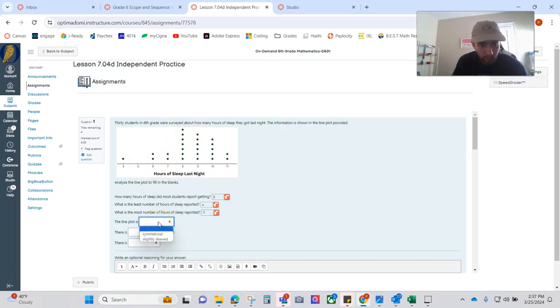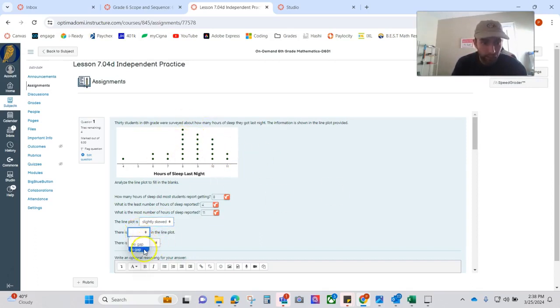This line plot is skewed or symmetrical. So symmetrical means it's the same on each side or almost the same on each side. Skewed means one side of the graph has way more than the other side. So I think this is skewed. The right side has way more than the left side.